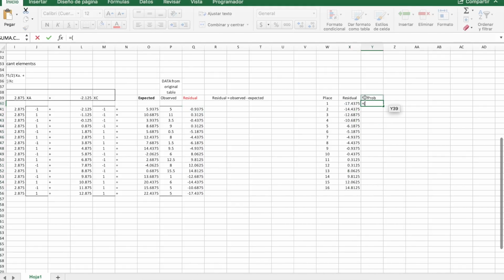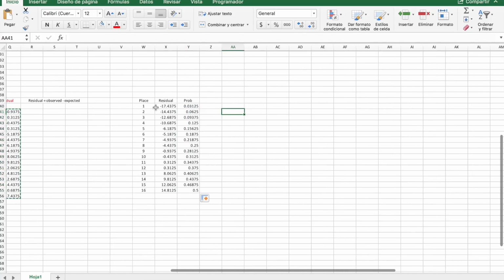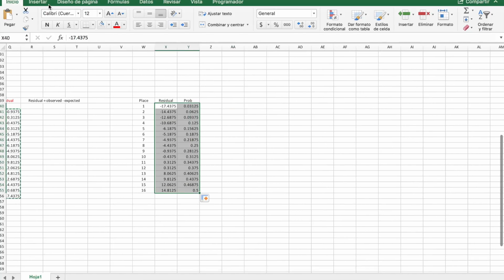Now we're going to put the probability, which is the place, times 0.5 or over 2 over 16, which is the amount of data. And now we have the probability. We grab it down, and we plot it.